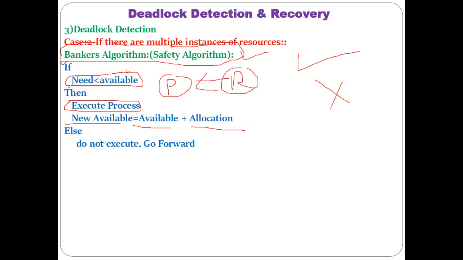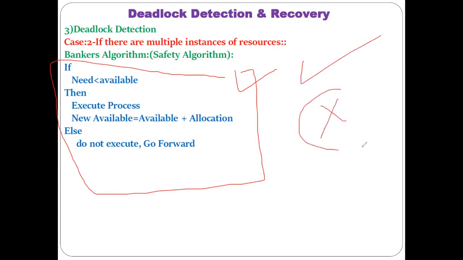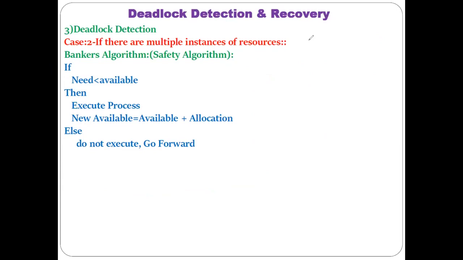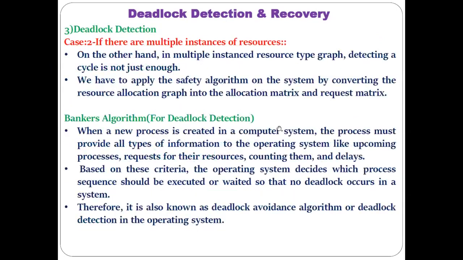Understood? If this is not the case, if need is greater than the available, then go to the else part and do not execute, and go forward. So only with the help of this simple algorithm, which is called the safety algorithm, the banker's algorithm will tell us whether the system is in the safe state or the unsafe state. And if the system is in the unsafe state, it means the deadlock has been detected. So these are the two approaches for deadlock detection.